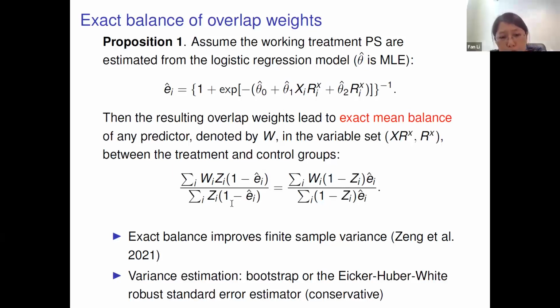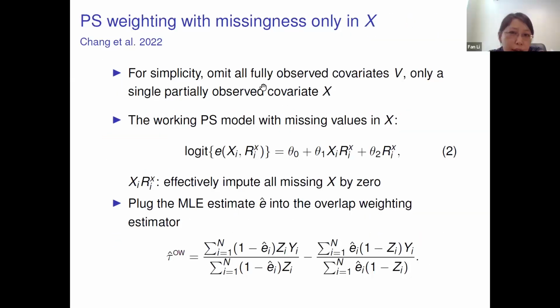Again, why do we care about exact mean balance? In this case, it's a finite sample. It improves the sample variance and can reduce the variance. We did some simple calculation to show that. So that's the case. Relatively simple, right? I didn't really show it, but I think it's relatively easy to show that this estimator is unbiased. At least this estimator will be consistent for the treatment effect tau.